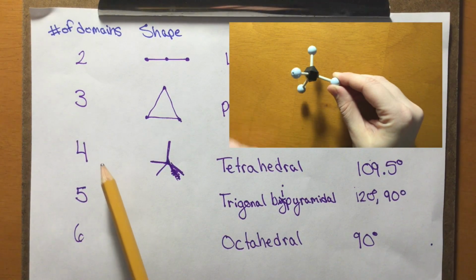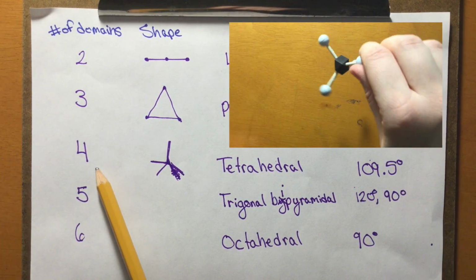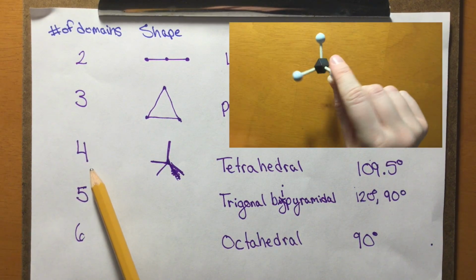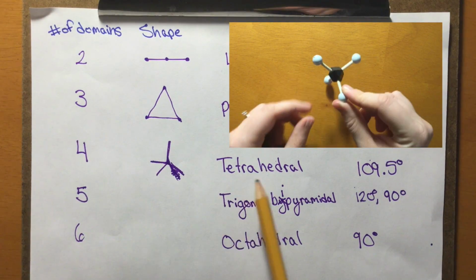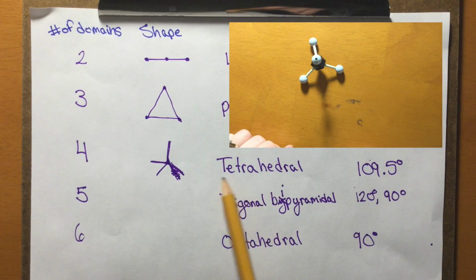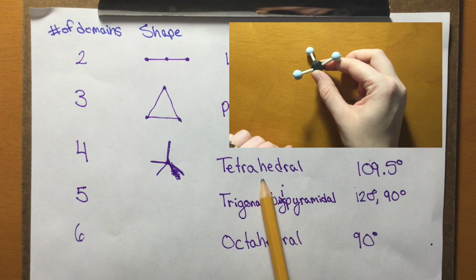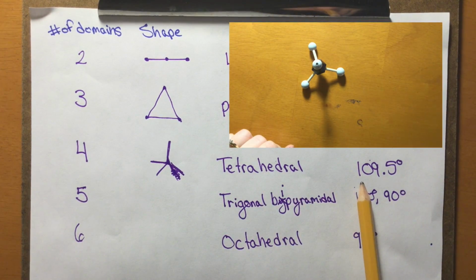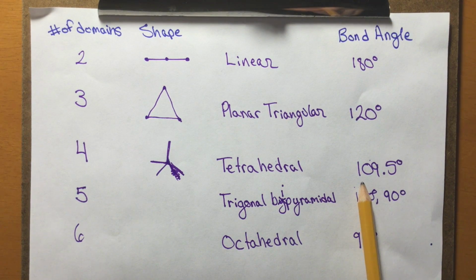Our next shape starts at 4 electron domains. This is a common shape around carbon. We call this tetrahedral. Notice the 4 in that name. These bond angles are 109.5.